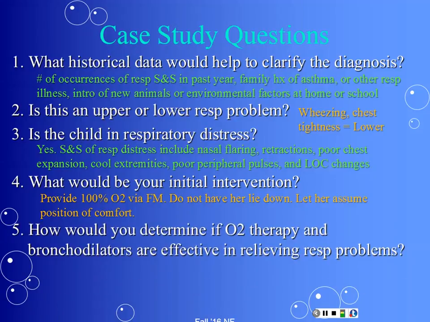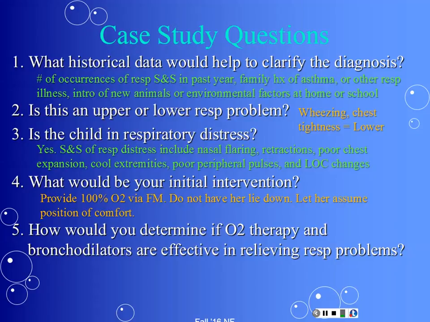How would we determine if our oxygen therapy and bronchodilators are effective in relieving the respiratory problem? What are we going to look for in our reassessment? Breath sounds. Does she sound clearer? Or is our wheezing? Are we moving air better? What else?